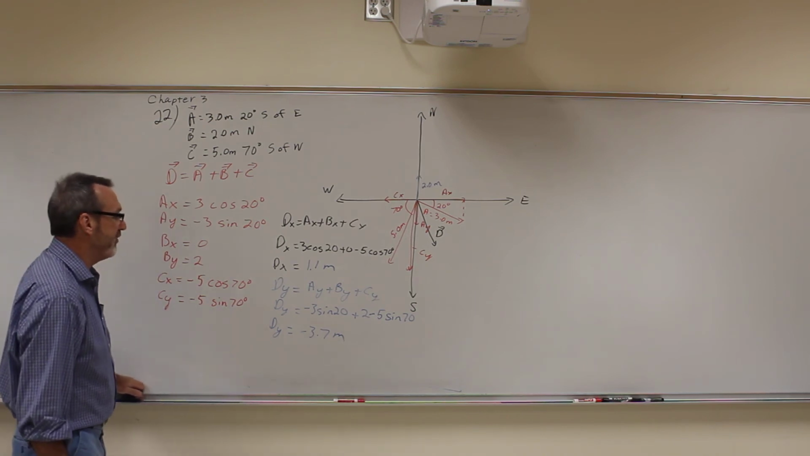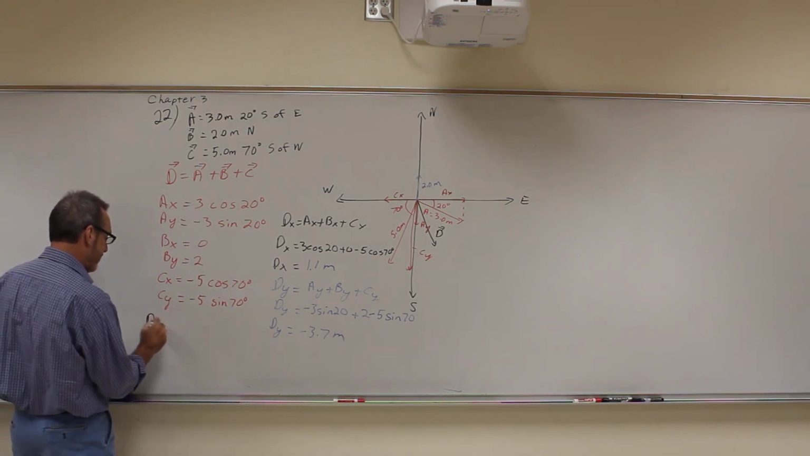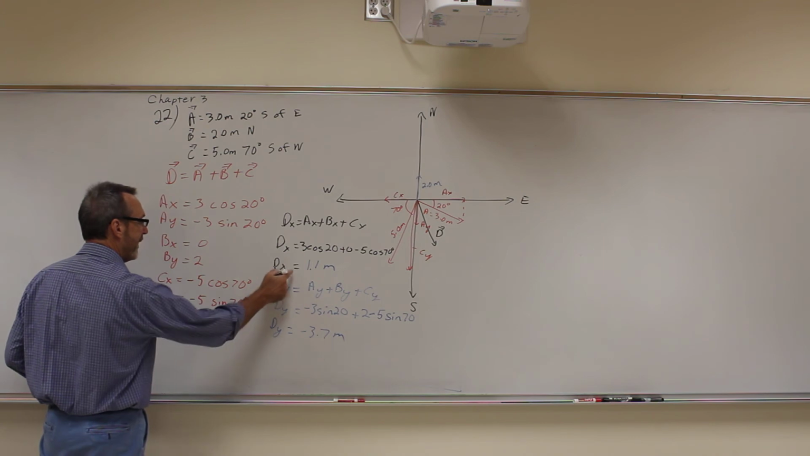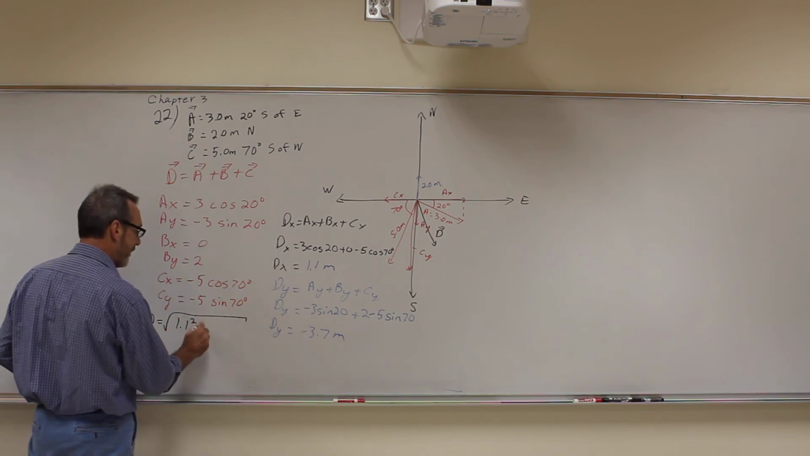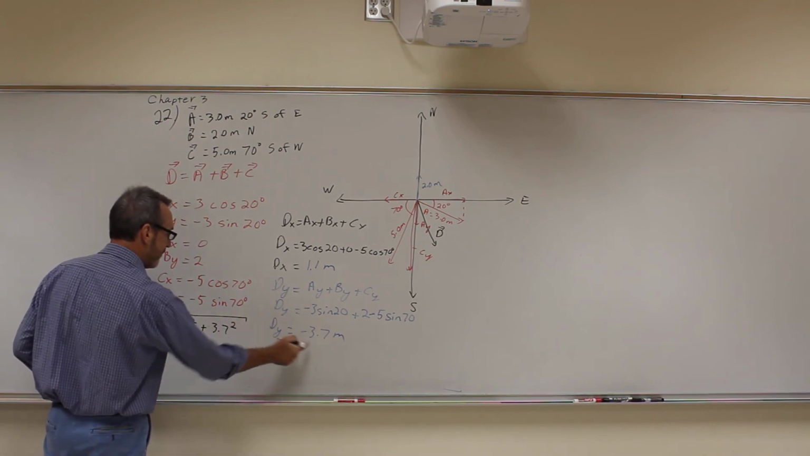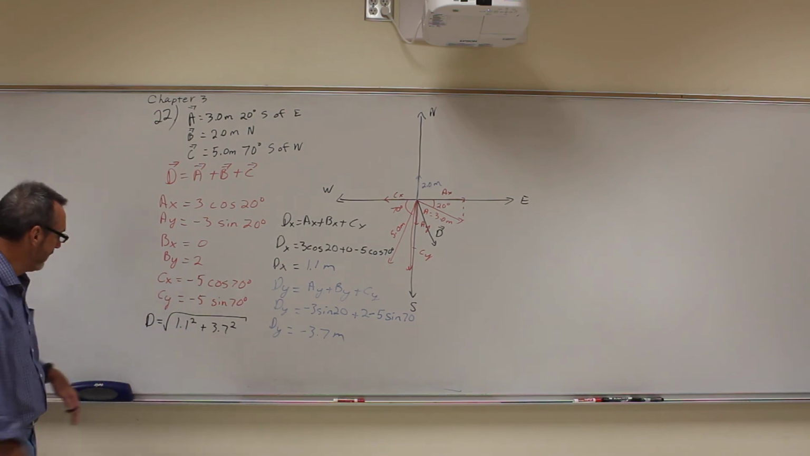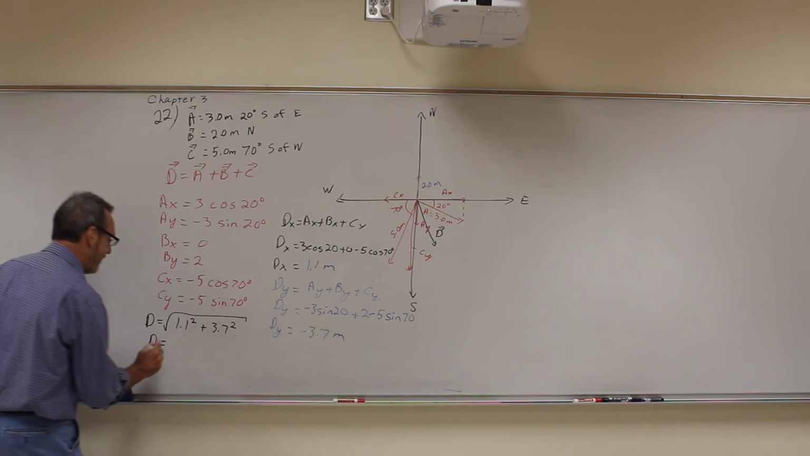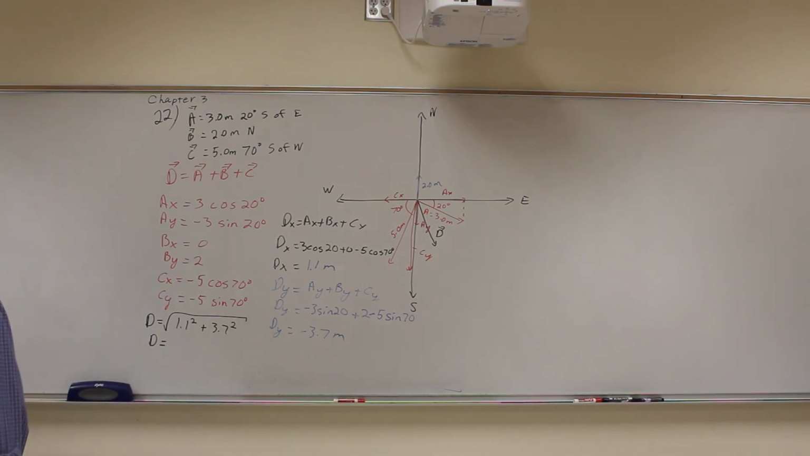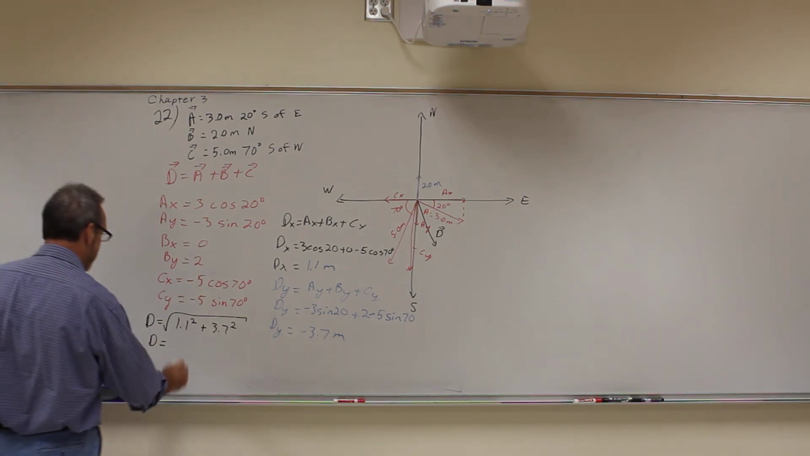Okay, but what we want is magnitude and direction. So the magnitude of D is the square root of 1.1 squared plus 3.7 squared. See how I leave out the negative? It doesn't matter because you're going to square it, that negative is going to go away anyway. And when you calculate that, you get D is a distance of 3.9 meters.